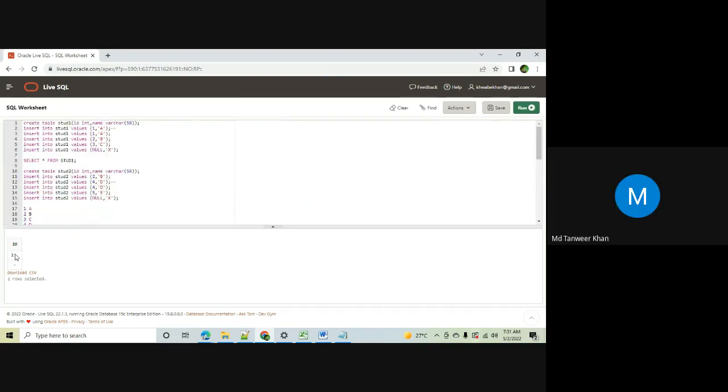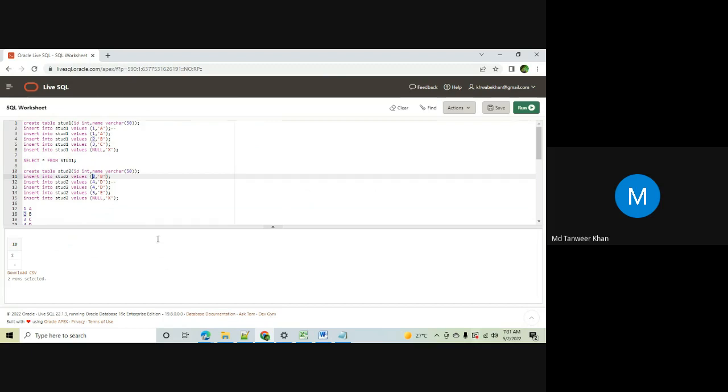See, ID 2 is present in student 1. ID 2 is present in student 2 as well, right? Similarly, null is present in student 1 and null is present in student 2 as well. So it will check the value which is present in both the tables.